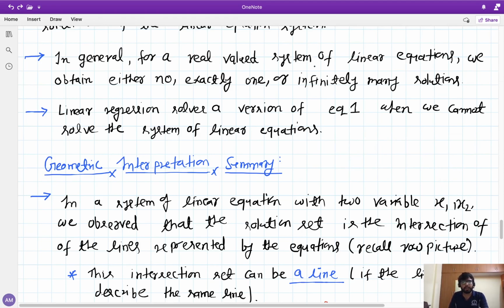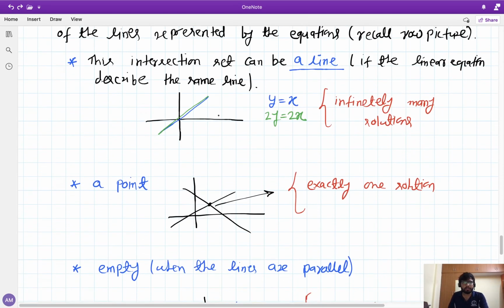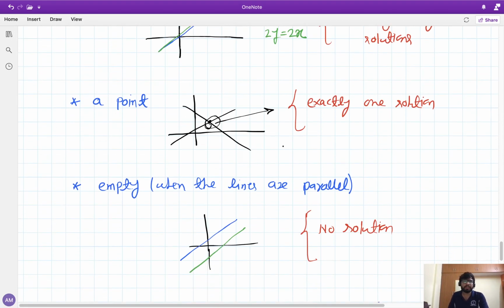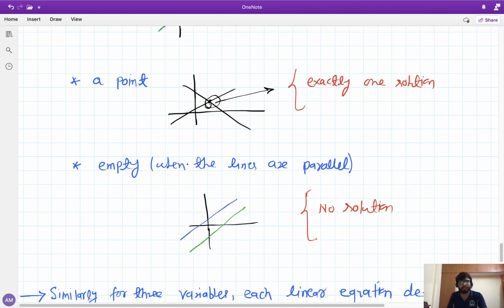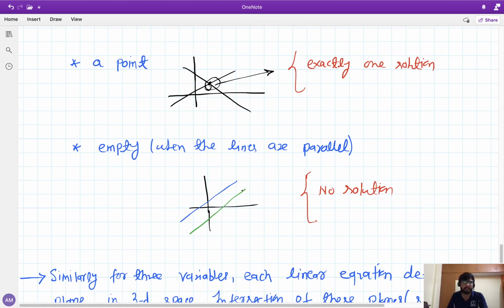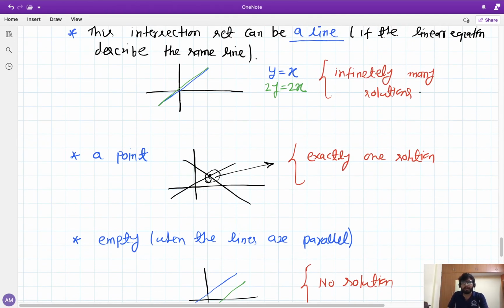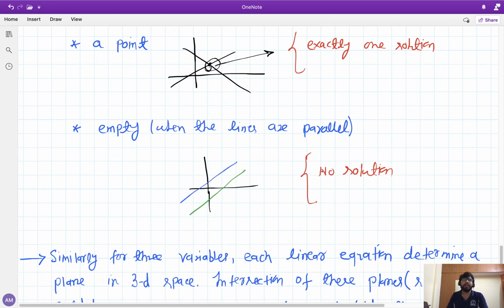A general system of real valued equations can have infinitely many solutions. This is the case where you can have infinitely many solutions. Then exactly one solution is our normal case, where we have line 1, line 2, and their intersection is the solution. And there might be the case where there is no solution at all. This is the empty case. When the lines are parallel, this is one line and this is another line, so they don't meet at all. They meet at infinity. So that is no solution. These are the three possibilities: infinitely many solutions, exactly one solution, and no solution.